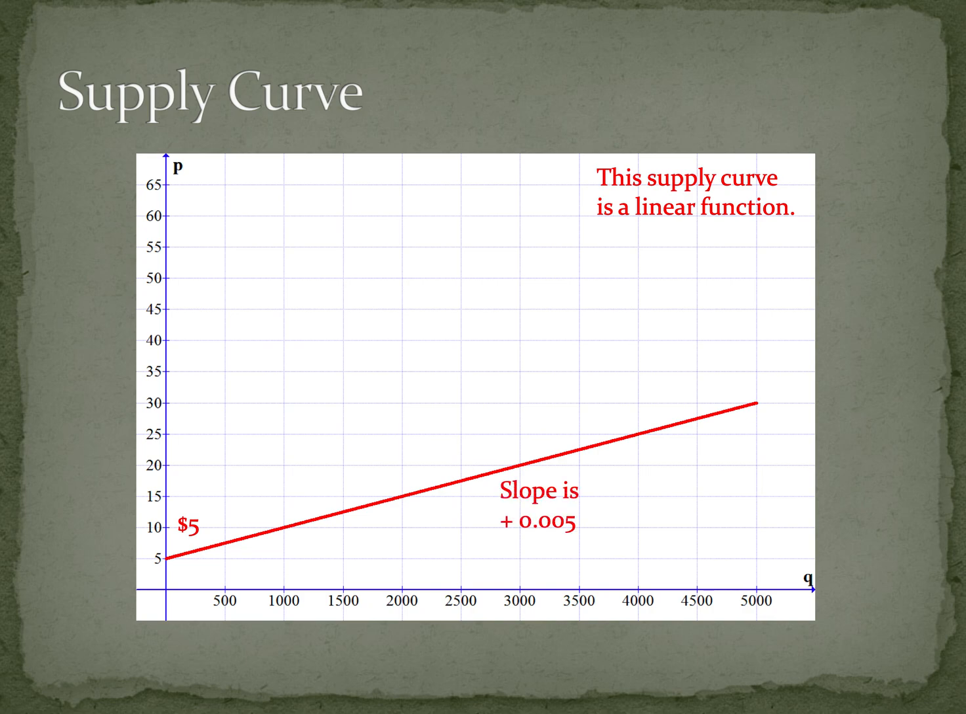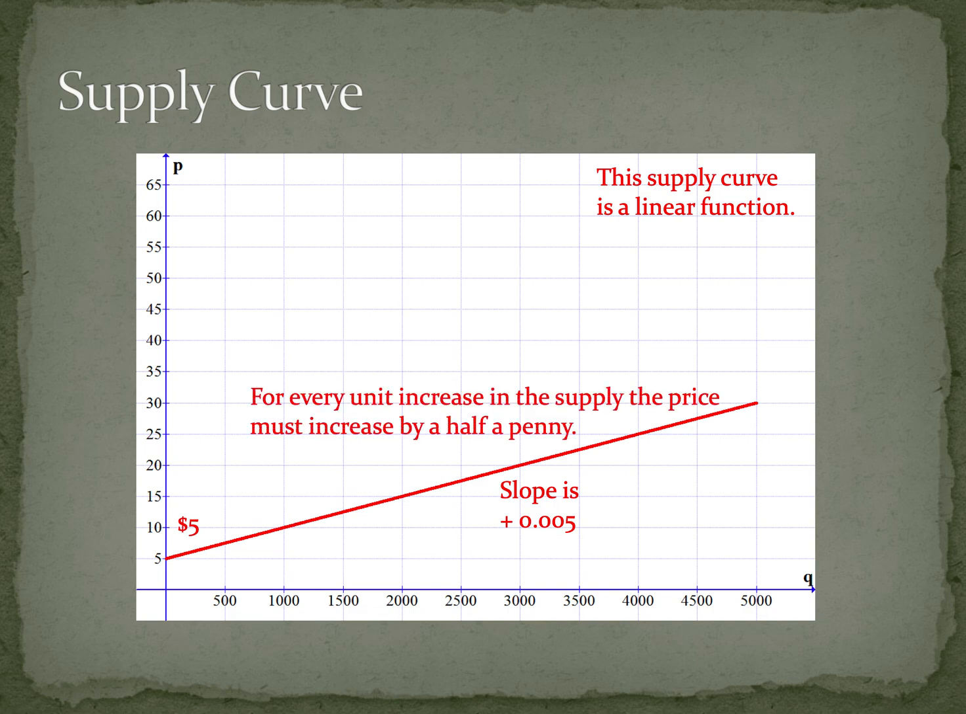The slope, which happens to be positive 0.005, could be interpreted to suggest that for every unit increase in the supply, the price must increase by half a penny. So for every 2 unit increase in the supply, the price must increase by a penny. The resulting supply curve would be P equals 5 plus 0.005 Q.